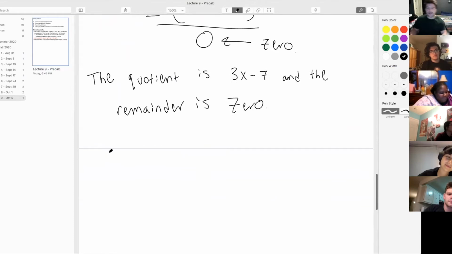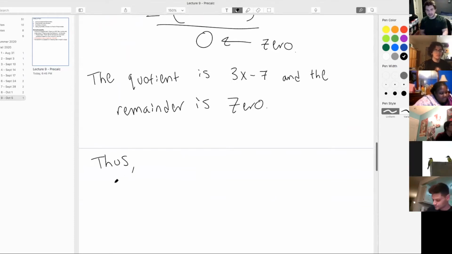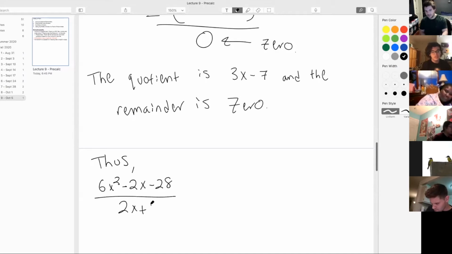Okay, so let's just compile everything that we have done here. So thus, the thing that we started with, remember, it was 6x squared minus 2x minus 28, and we divided that by 2x plus 4. This was equal to 3x minus 7 plus 0, the remainder.